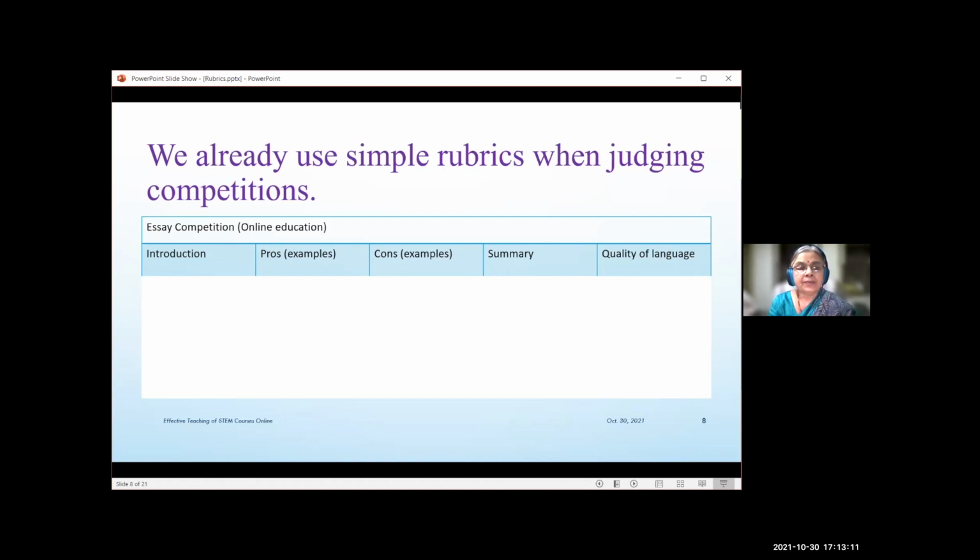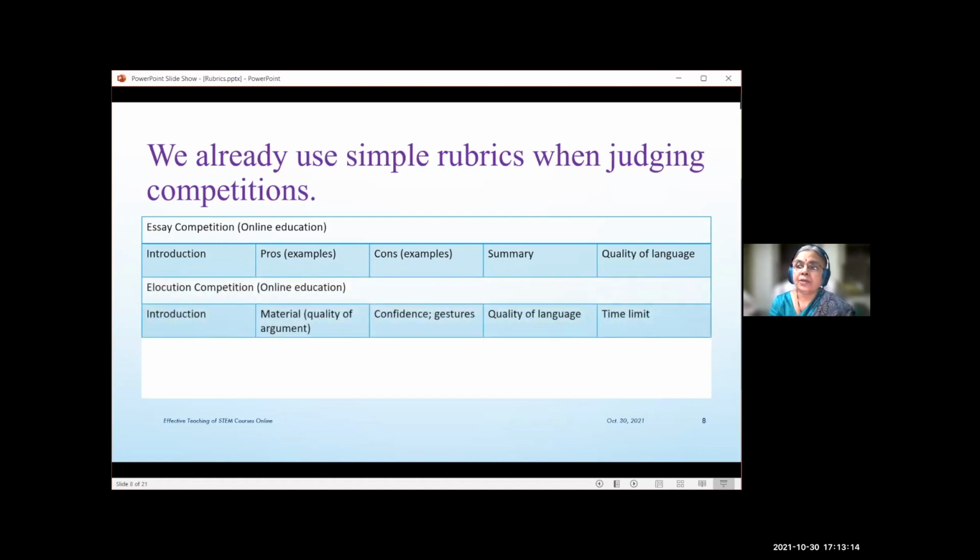And if, instead of the essay competition, I have people going to speak on this, right? So then now the things that I'm going to base it on is, of course, the introduction, how well they relate to the topic, how well they present their argument. But I will talk about, are they confident in speaking? How was their body language? How was their pronunciation or voice? And did they finish in time? So those might be some things that we might look for.